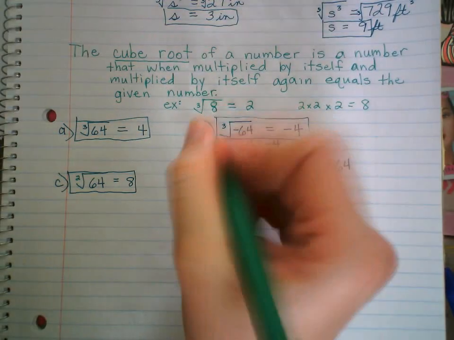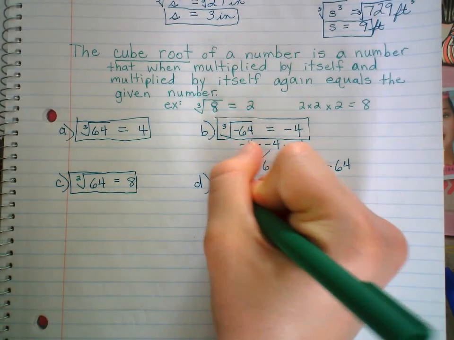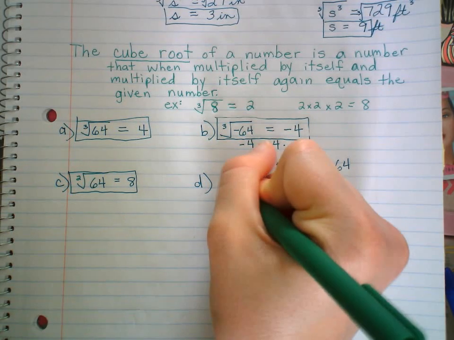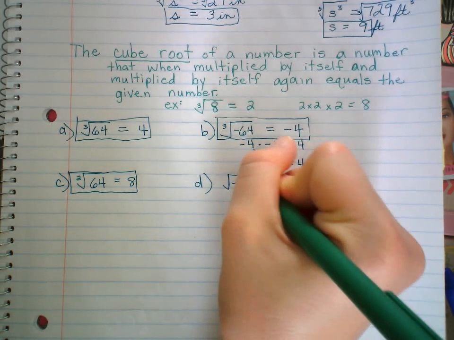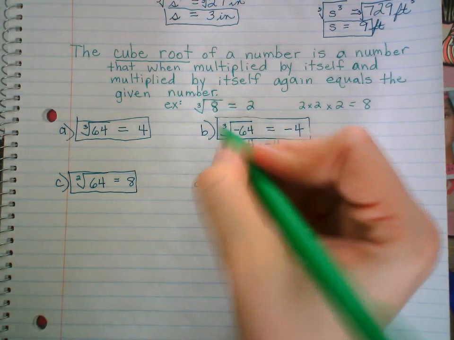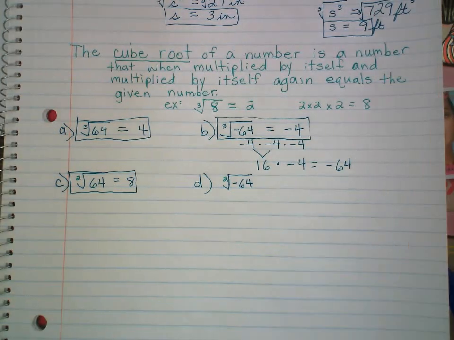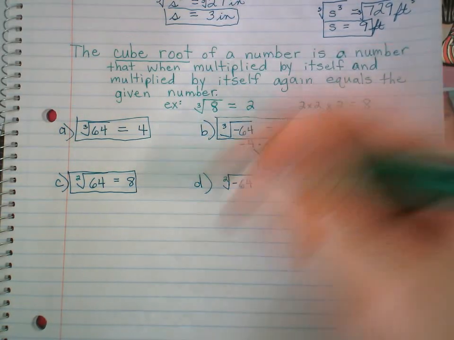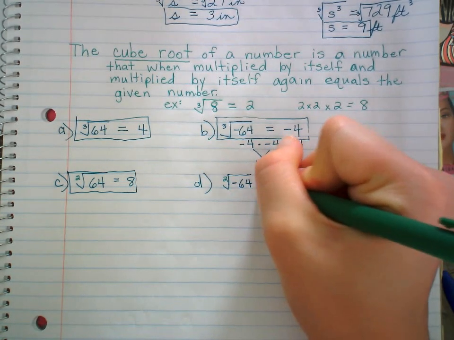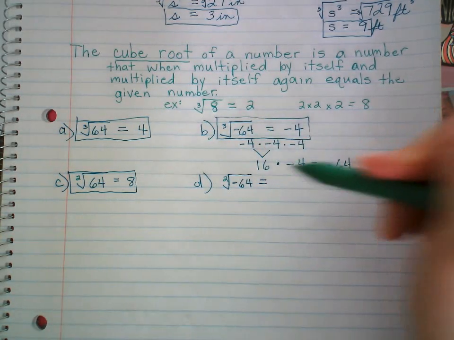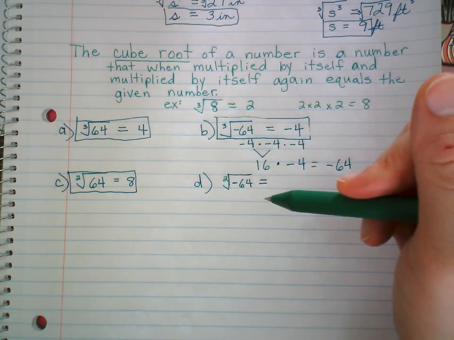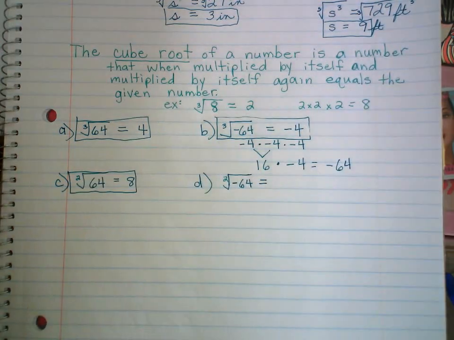But what if it said the square root of negative 64? Then what? There's not a number written out front. There's an invisible 2 for square. Well, what do you think is going to happen? What number times itself is negative 64? Maybe you said negative 8, but negative 8 times negative 8 is positive 64. No number times exactly its identical self is negative.